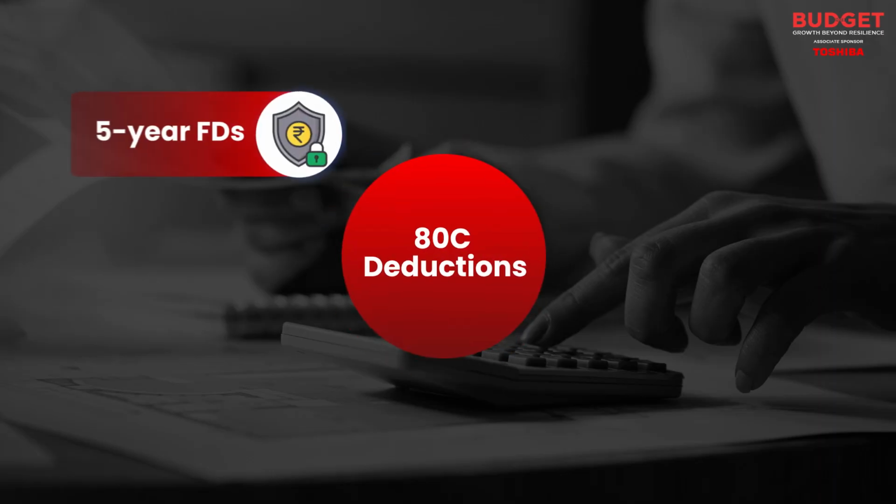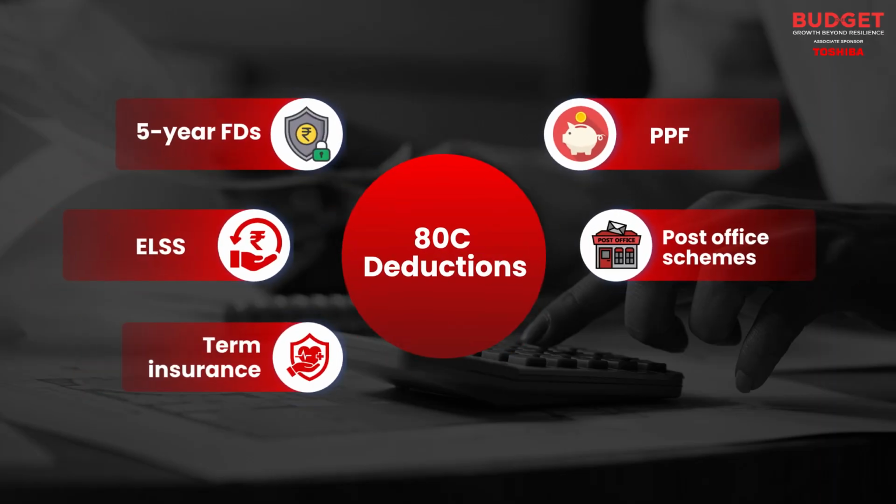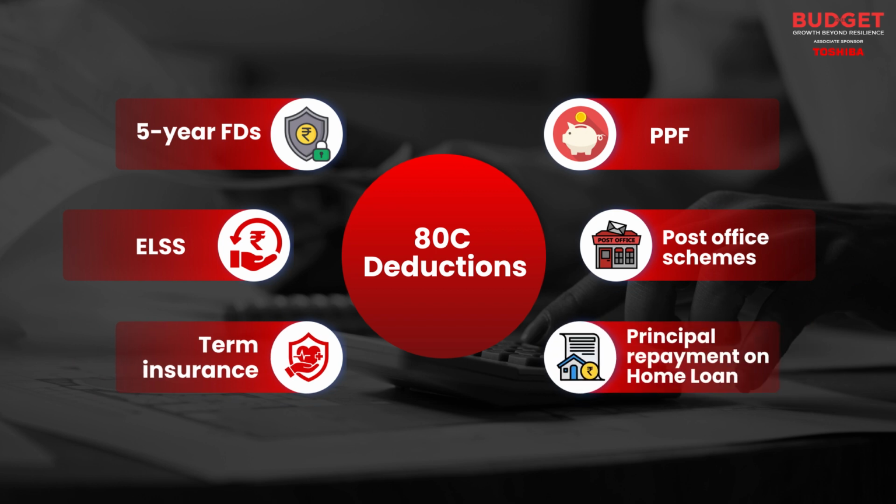Then there are several sections that help you reduce your taxable income. The most important and most popular is Section 80C, which allows deductions of up to 1.5 lakh rupees to taxable income for a range of investments and expenses. These include the 5-year fixed deposit, public provident fund, equity-linked savings schemes, post office schemes, premium on term insurance, and even the principal repayment on a home loan. Section 80CCD allows for further deduction of 50,000 rupees on investments into the National Pension Scheme.